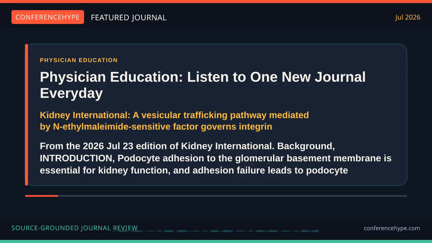Results: NSF was among the most significantly downregulated genes in TLN1 knockout podocytes. Discussion: adhesion impairment suppresses NSF through reduced YAP-TEAD activity, disrupting Golgi trafficking and integrin maturation, and generating a feed-forward cascade of progressive adhesion failure.